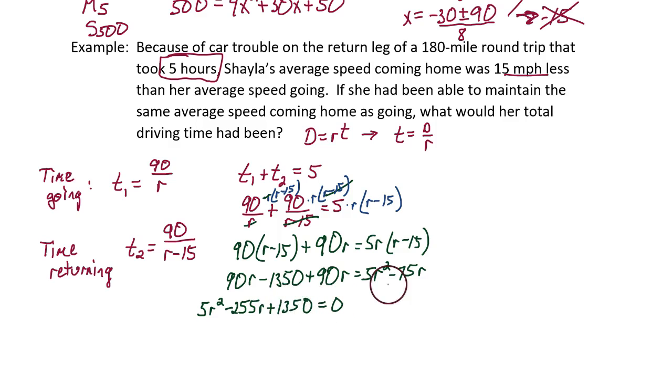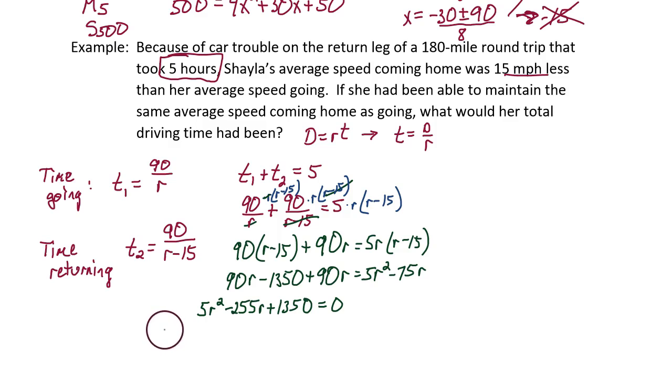That's equal to 0. What I've done is try to create standard form by getting a 0 on one of the sides. I left the 5R squared where it was, and I subtracted the two 90R's away from the negative 75R. That got negative 255R. And then I added the 1350 to get it on the same side as the 5R squared. That made a 0 on the left side. And then with the symmetric property, I just flipped everything around.